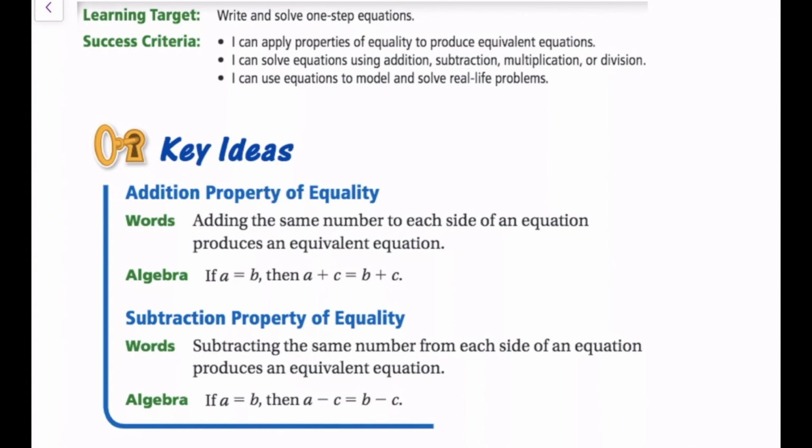So we're going to go over the addition and subtraction property of equality. You can see the words on the screen, but basically what these mean is if you add the same number on both sides of an equation or subtract the same number on both sides of an equation, you get an equivalent equation. So all this means is you can add or subtract the same number on both sides of the equation and that equation will still be true.